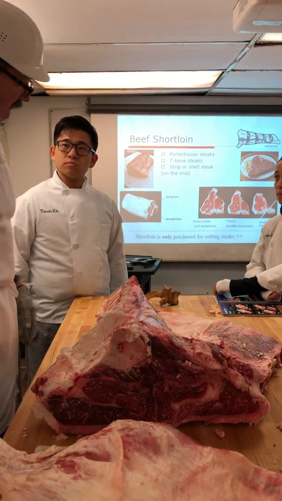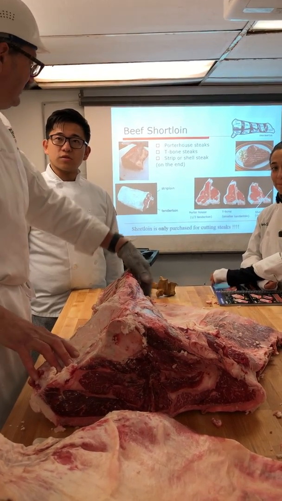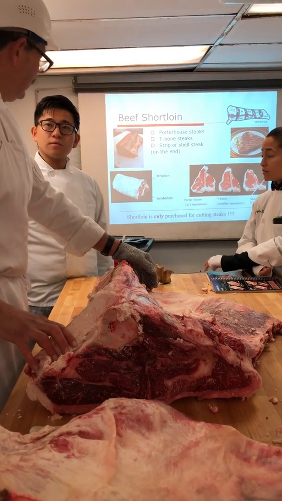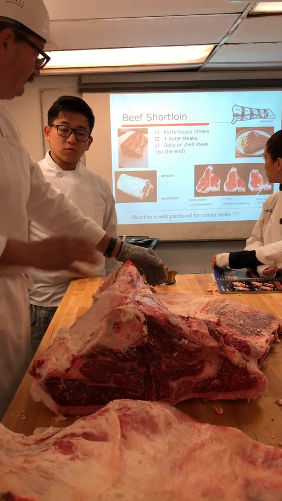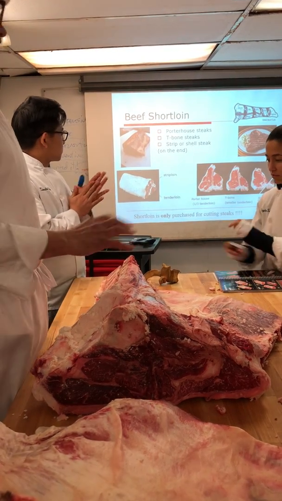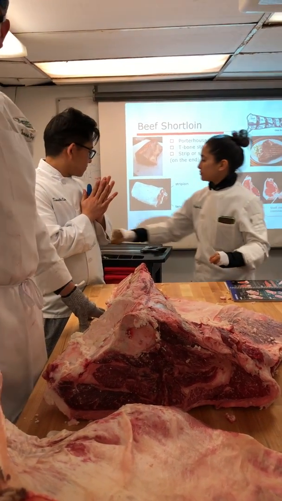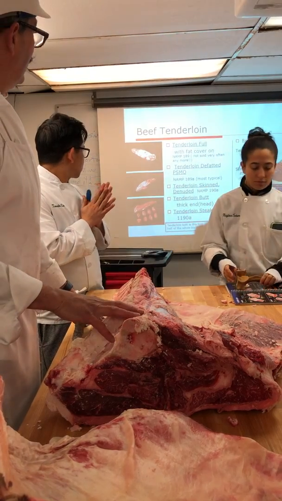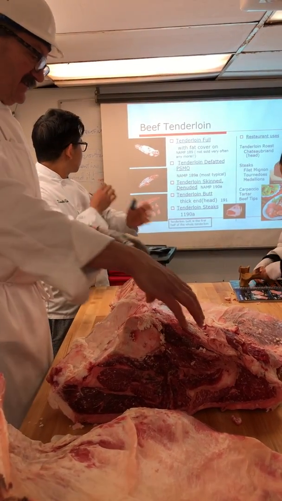To English, they don't know. And what's the difference between strip loin and sirloin? Strip loin and sirloin are two different cuts. You're gonna see them. I'm gonna make it. There's not gonna be any mystery after today. All right, so next thing we're gonna talk about is the tenderloin.